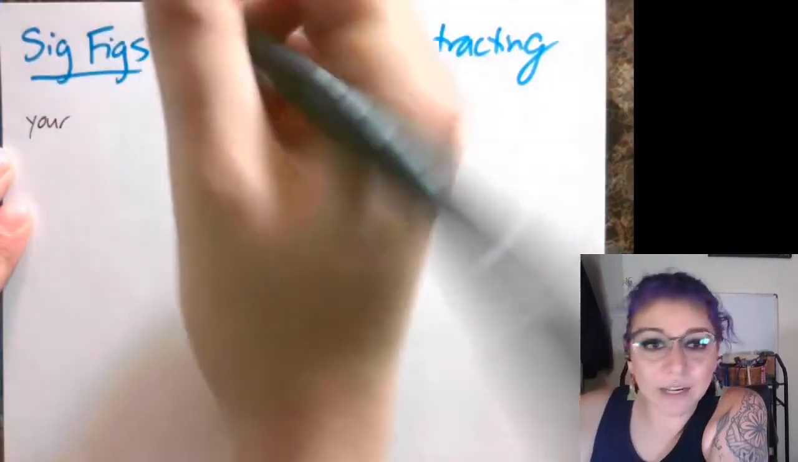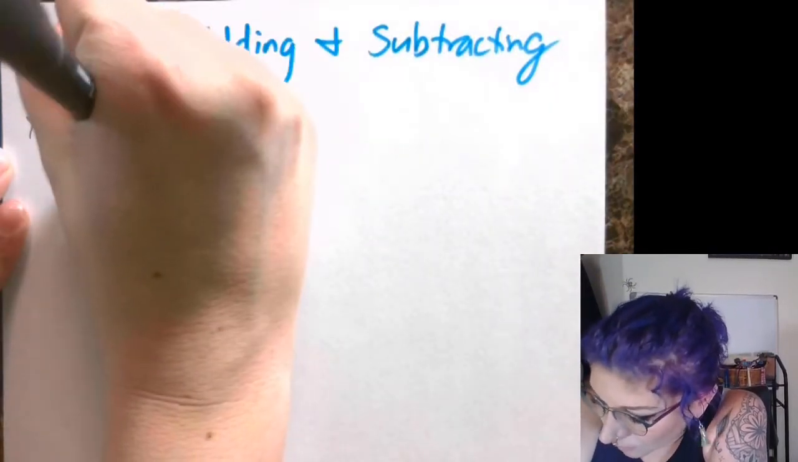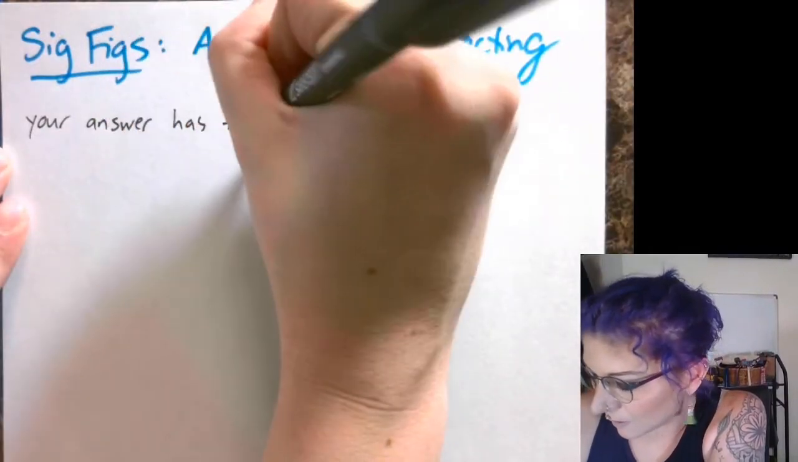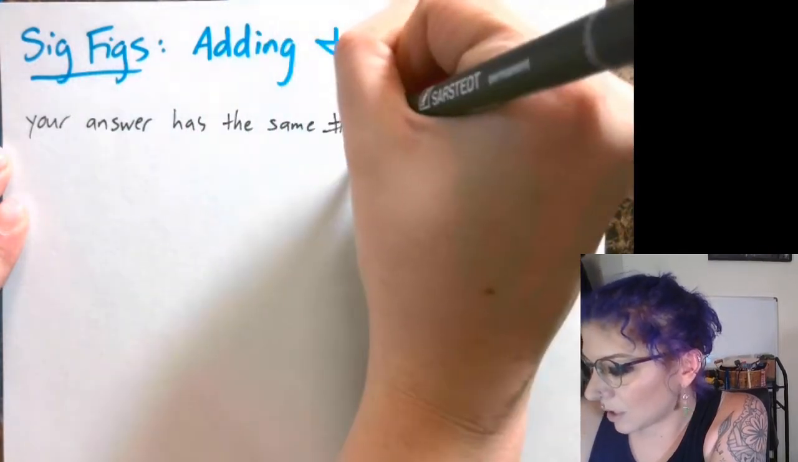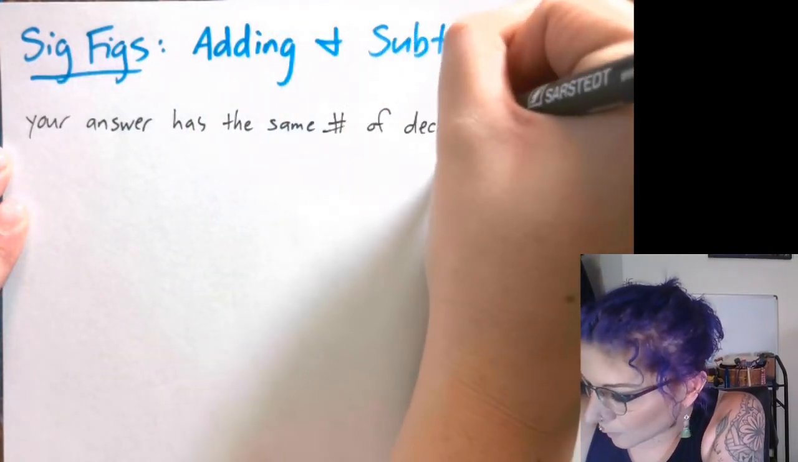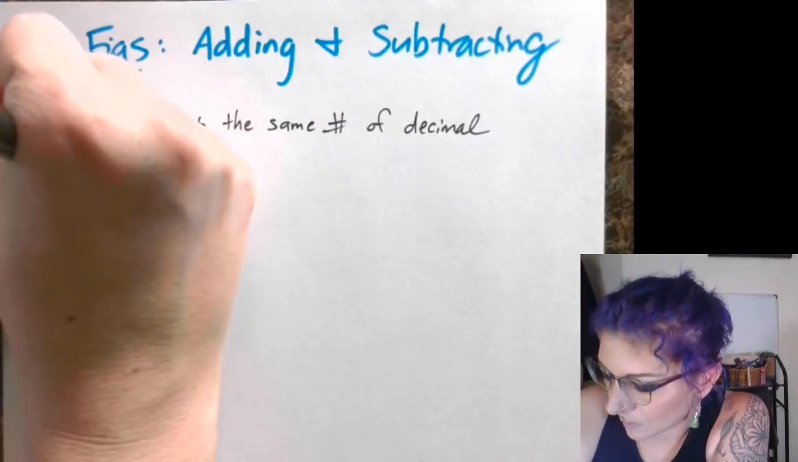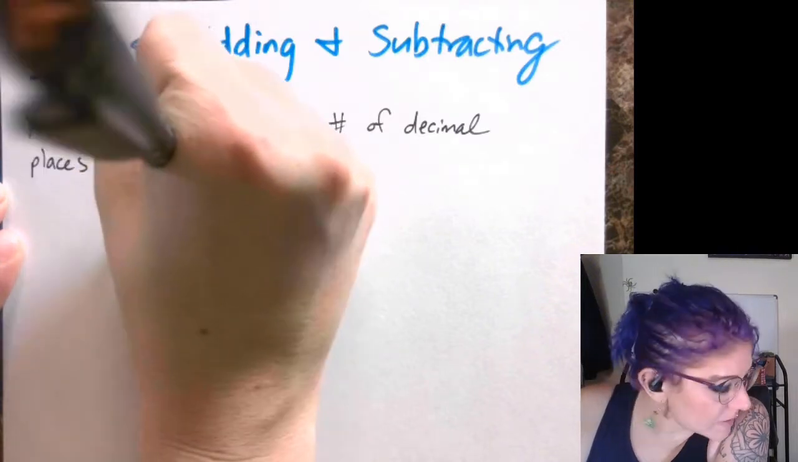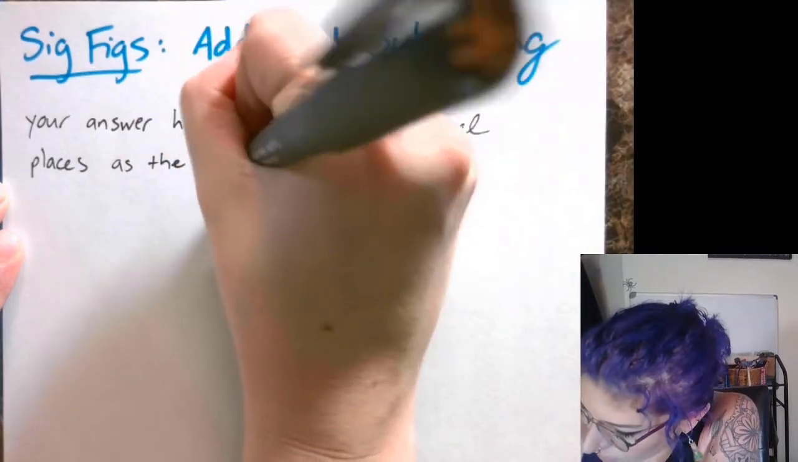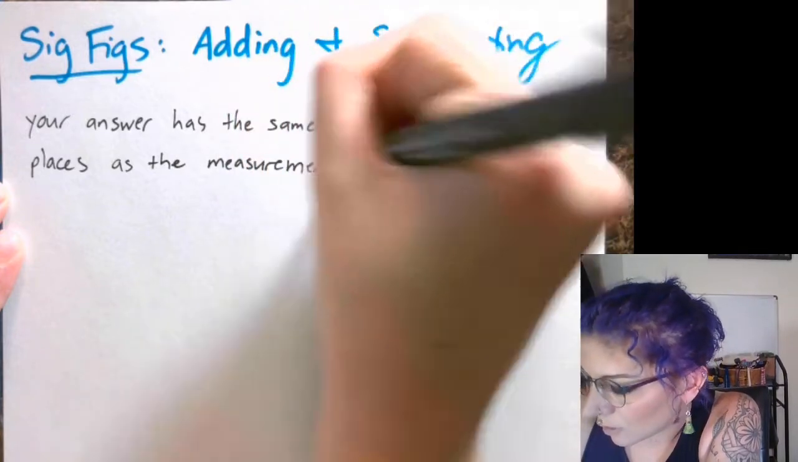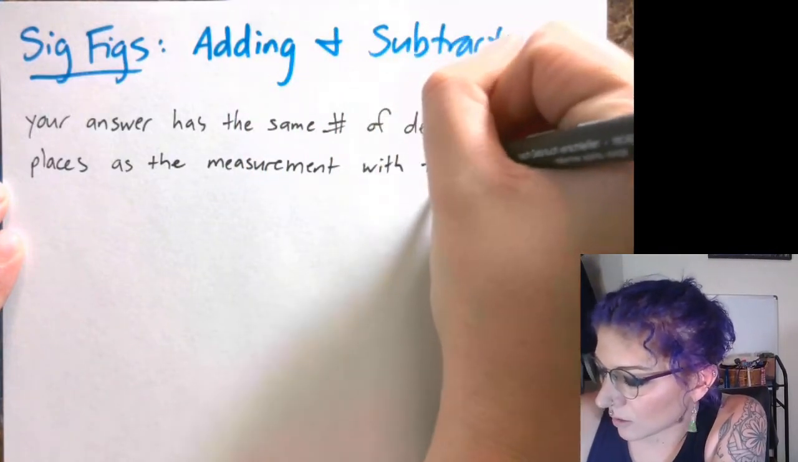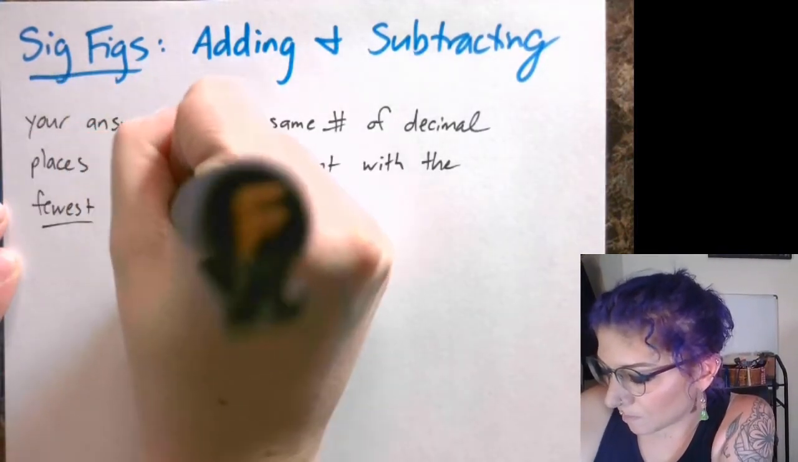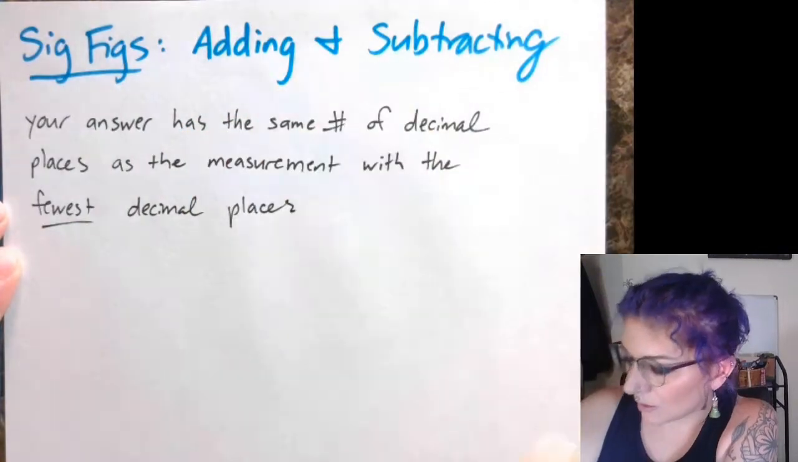So for adding and subtracting, your answer has the same number of decimal places as the measurement with the fewest decimal places.